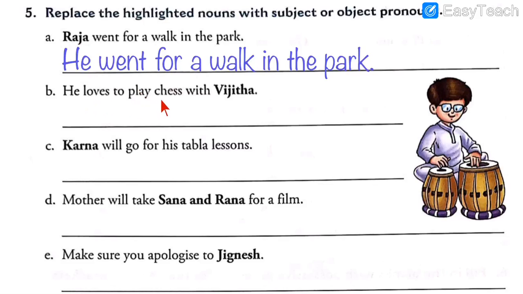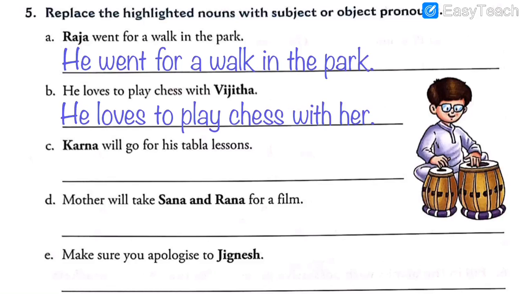For example, he loves to play chess with Vijitha. So, whom does he love to play chess with? We have to ask the question, whom? Whom does he love to play chess with? So, when you ask the question whom, it is object pronoun. And so, we have to use her. So, let's write the answer. So, here is the answer.